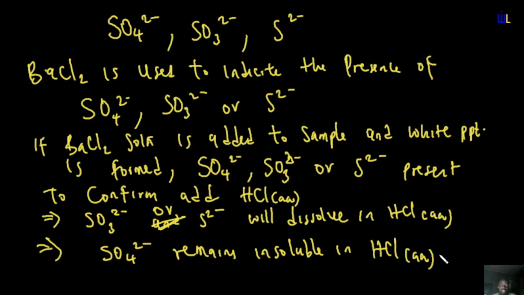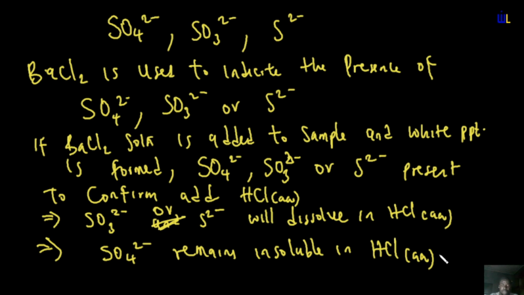Anyway, my point is this. Once you notice BaCl2, suspect three ions: SO4 2 minus, SO3 2 minus, or S2 minus. And how do we confirm that it is SO4 2 minus? If you add HCl and the white precipitate remains insoluble, automatically just know that it is SO4 2 minus. However, if it dissolves, you're suspecting SO3 2 minus or S2 minus.